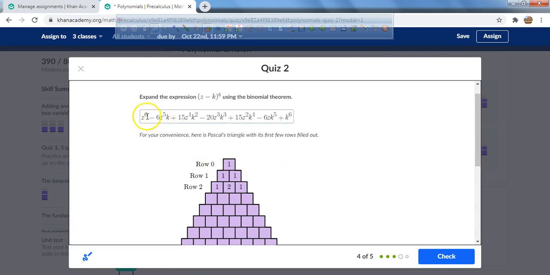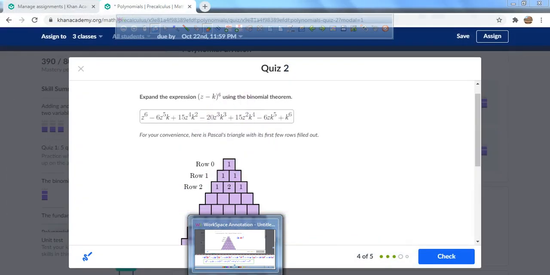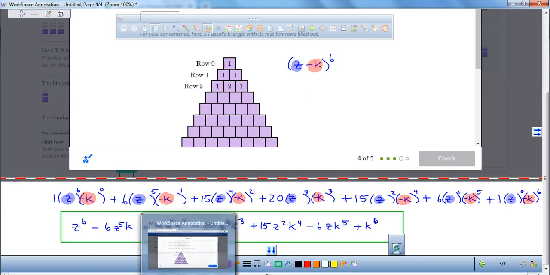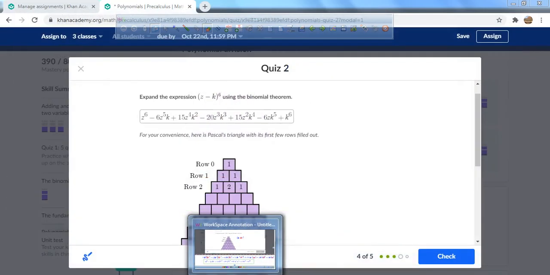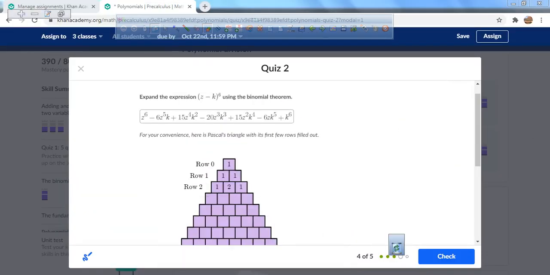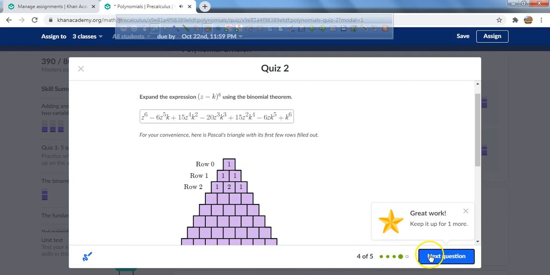So I'm going to take a quick look at this, make sure I have everything typed in. Hopefully it didn't mess me up when I had to go correct it. So z to the power of 6, minus 6z to the power of 5 k, plus 15z to the power of 4 k squared, minus 20 z cubed k cubed, plus 15 z squared k to the power of 4, minus 6z k to the power of 5, plus k to the power of 6. All right, I think I got everything typed in. We'll see what happens. Yes, got it right.